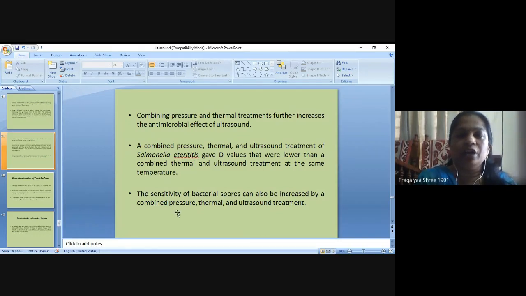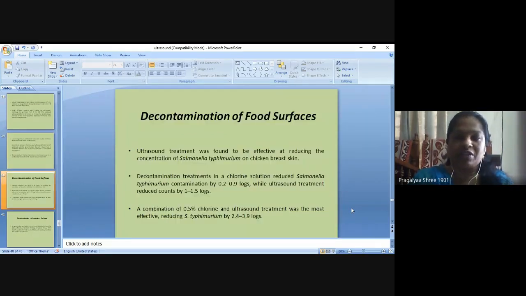So that's it. Okay, so the D value decreases when you go for a combination of pressure, thermal and ultrasound when compared to thermal and ultrasound alone. Okay, the sensitivity of the bacterial spores can also be increased by combined pressure, thermal and ultrasound. That means the microorganisms are more susceptible to pressure, thermal and ultrasound treatment. You can kill them in a shorter period of time. That's the thing. Okay. The next one is decontamination of food substances, food surfaces.